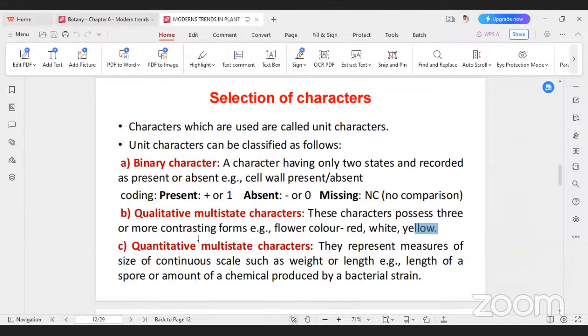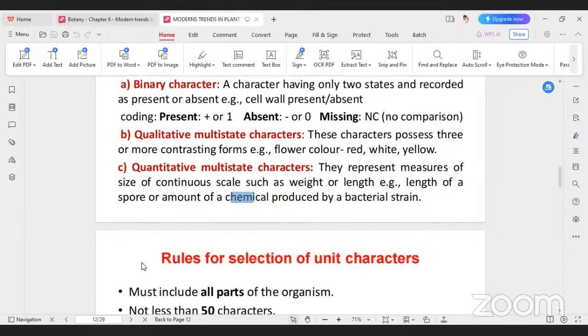That is the quality. Now quantity. The number represents the measure of the size on a continuous scale, such as weight or length. Example: the length of the spore, or the amount of chemical produced by a bacterial strain. These are quantitative. Quantity: length, short or big, or the amount produced by a bacterial strain. That is also quantity. So these are the quantitative multi-state.